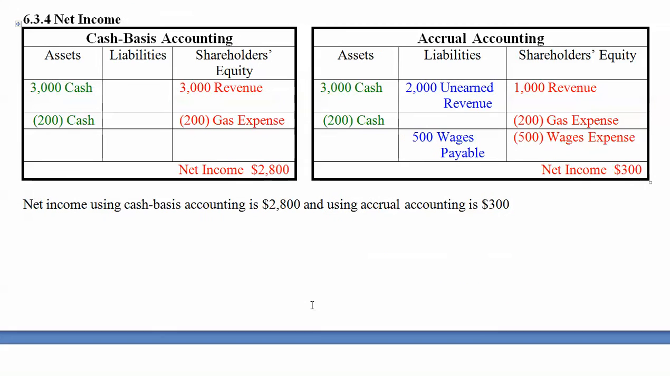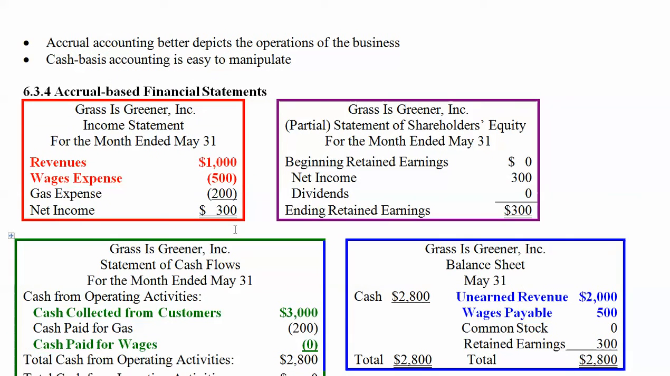So here's a summary comparing the two. Net income is inflated under cash basis and easy to manipulate. And then net income under accrual accounting, which is your revenues minus expenses, and in substance this is what you truly earned, and this is what you incurred in generating this 1,000 in revenue. So 300 is a better measure. Now accrual accounting better depicts the operations of the business, and that's why cash basis is not allowed. The GAAP rules say accrual accounting, not cash basis. It's too easy to manipulate.